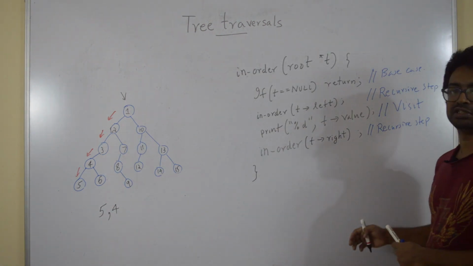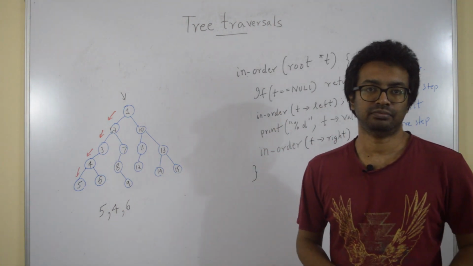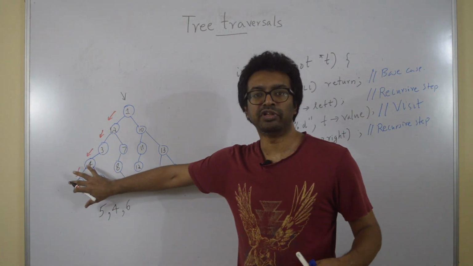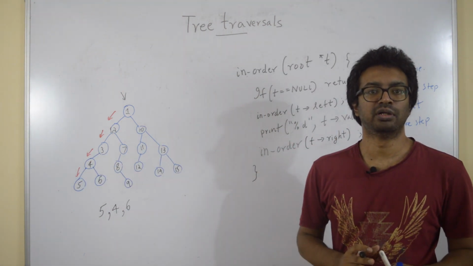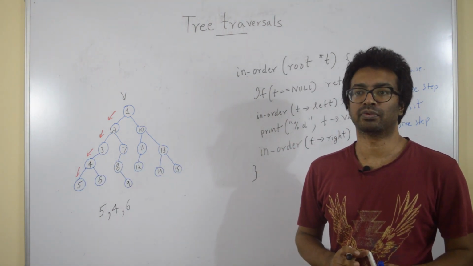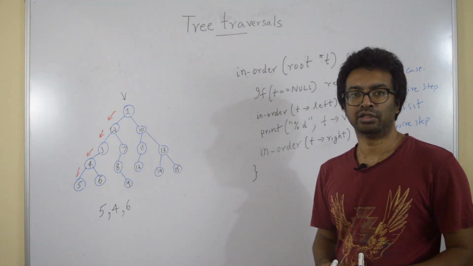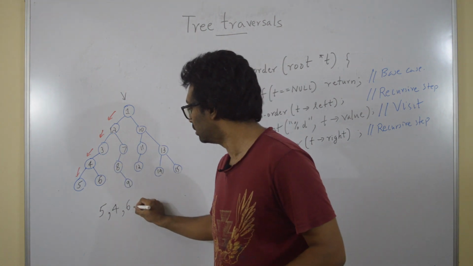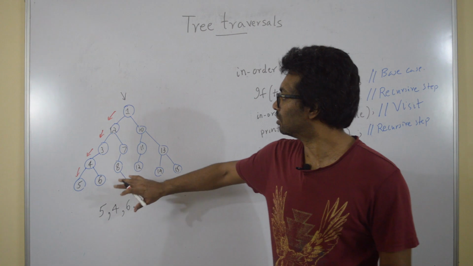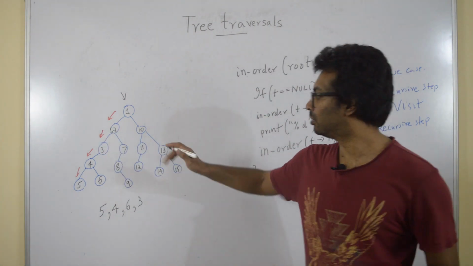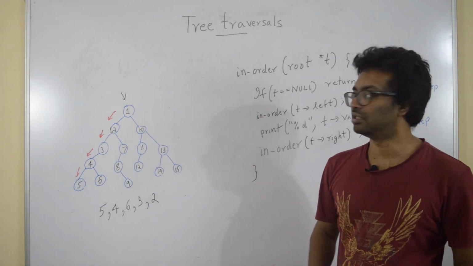followed by you traverse right, and you get 6. And now, since you have finished traversing the entire left subtree, you go up. You go up and you print the value there, 3, followed by its right subtree, which is not there. Then you go up, you print 2, followed by its right subtree.